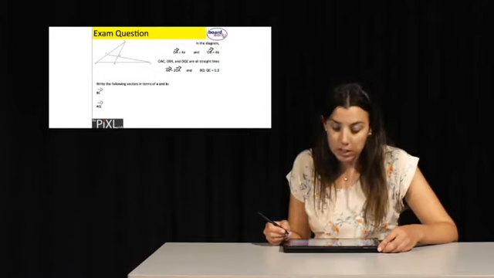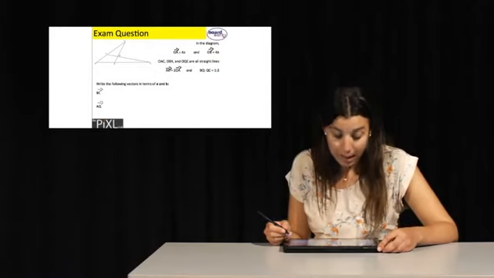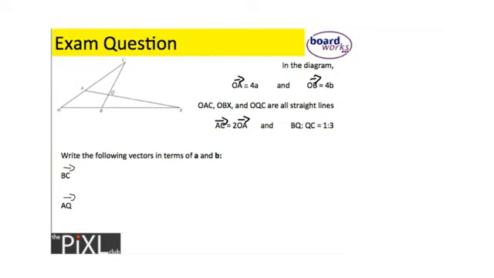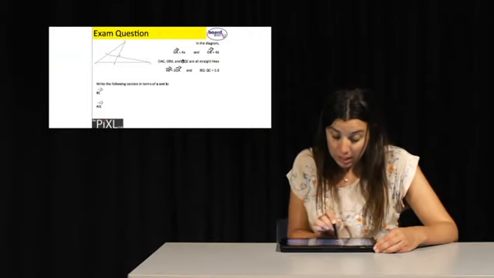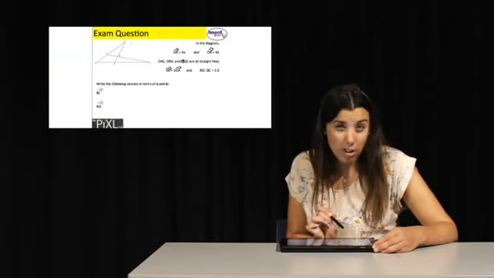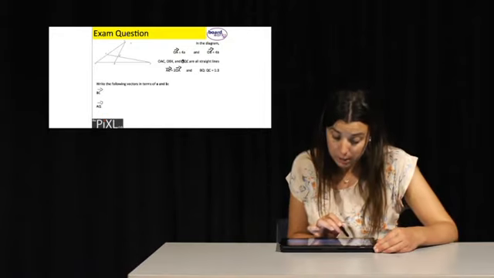For the next question, we're given the following information. The vector OA is 4a. The vector OB is 4b. OAC, OBX, and BQC are all straight lines. We can see this information clearly from the diagram. It's just clarifying that they are actually straight lines.